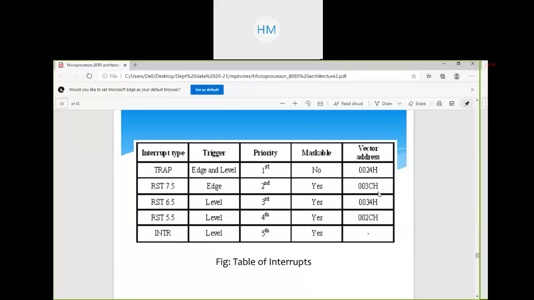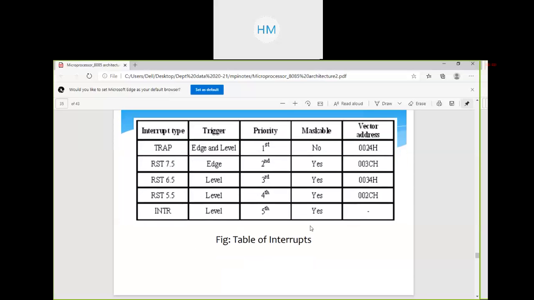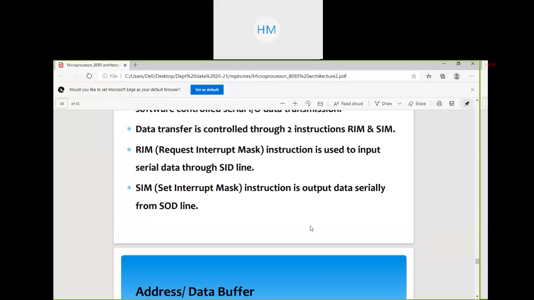These are the addresses to remember. It starts from 24 hex, then 3C hex. Then RST 6.5 is 34 hex, RST 5.5 is 2C hex. Clear? And INTR doesn't have any fixed vector address. So, 4 maskable and 1 non-maskable interrupt.